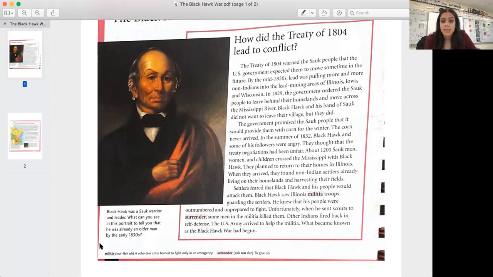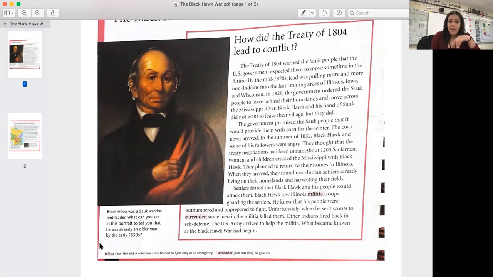Unfortunately, when he sent scouts to surrender, some men in the militia killed them. Other Native Americans fired back in self-defense. The U.S. Army arrived to help the militia. What became the Black Hawk War had begun.